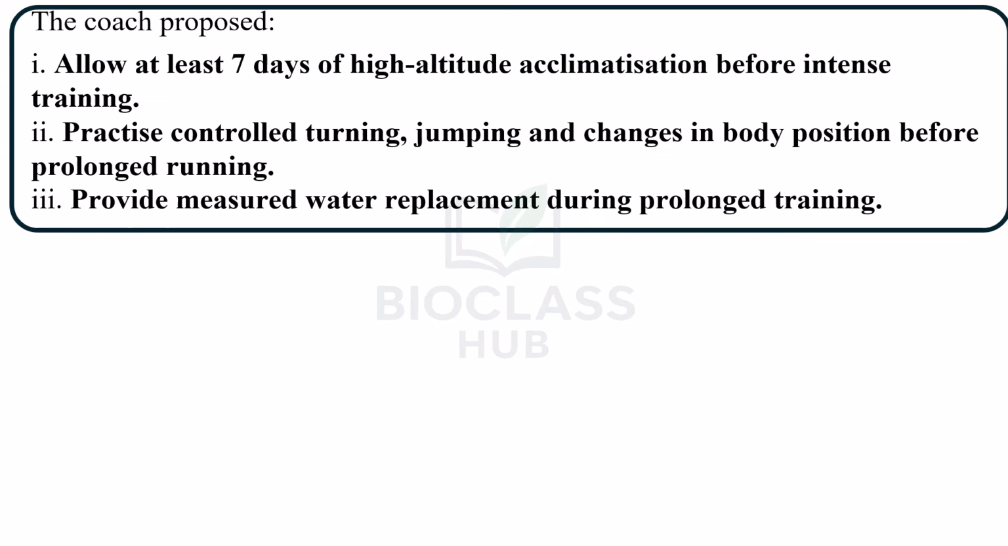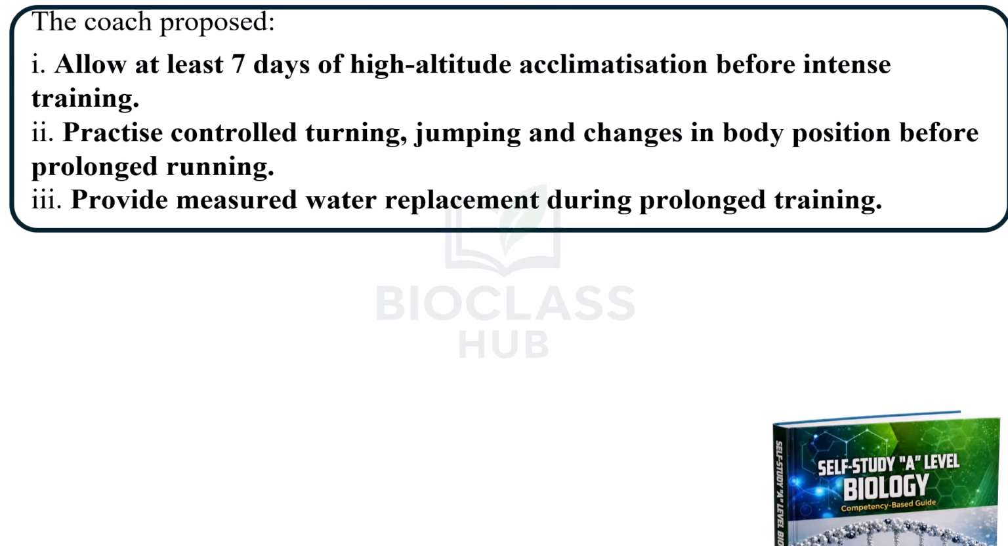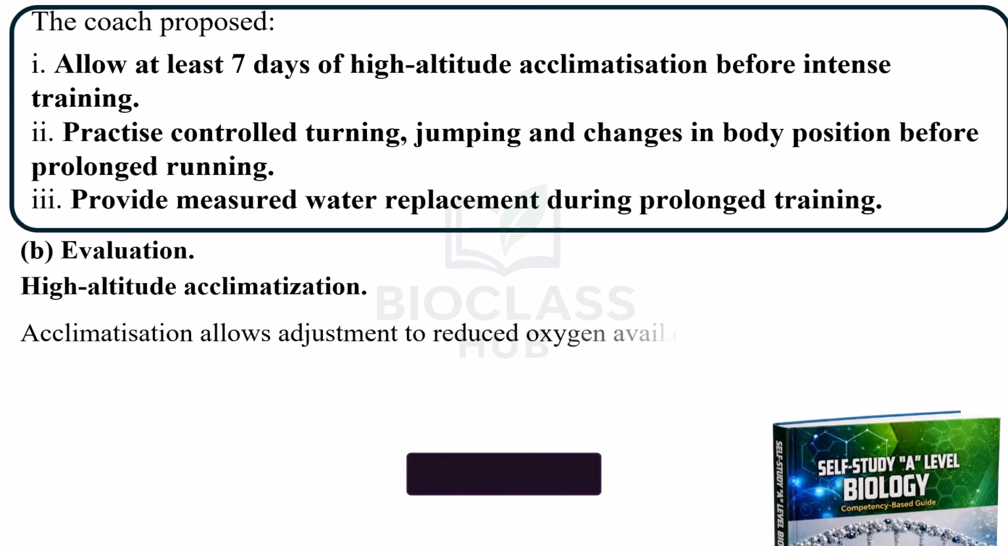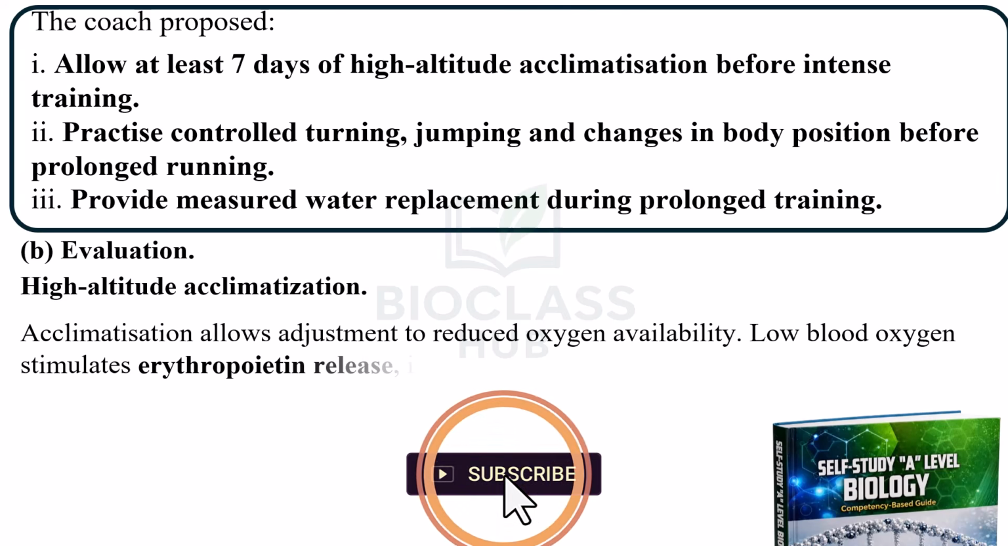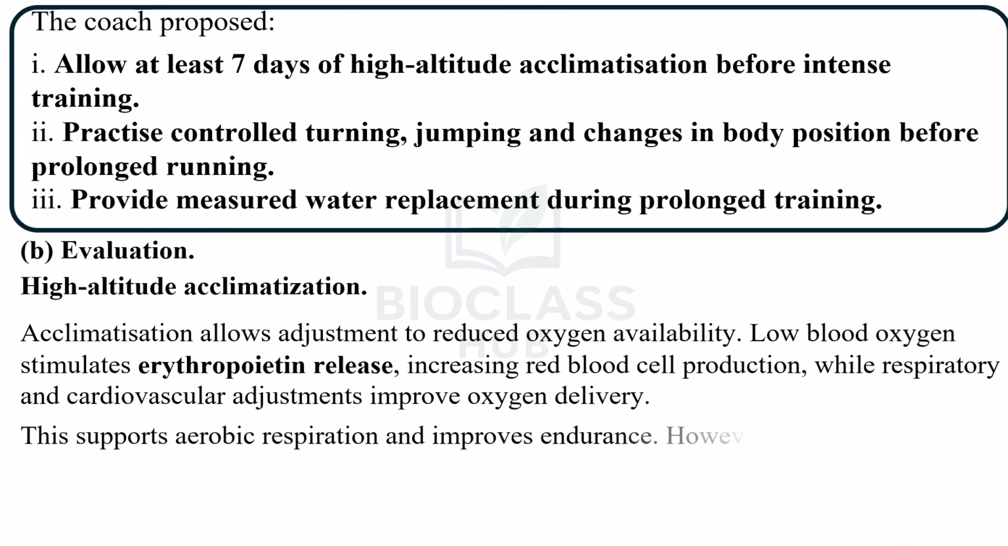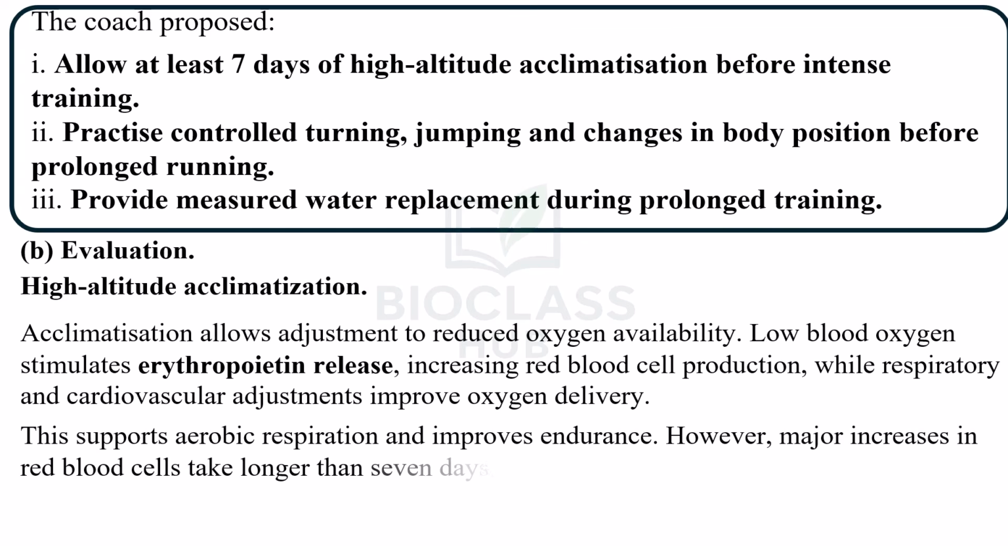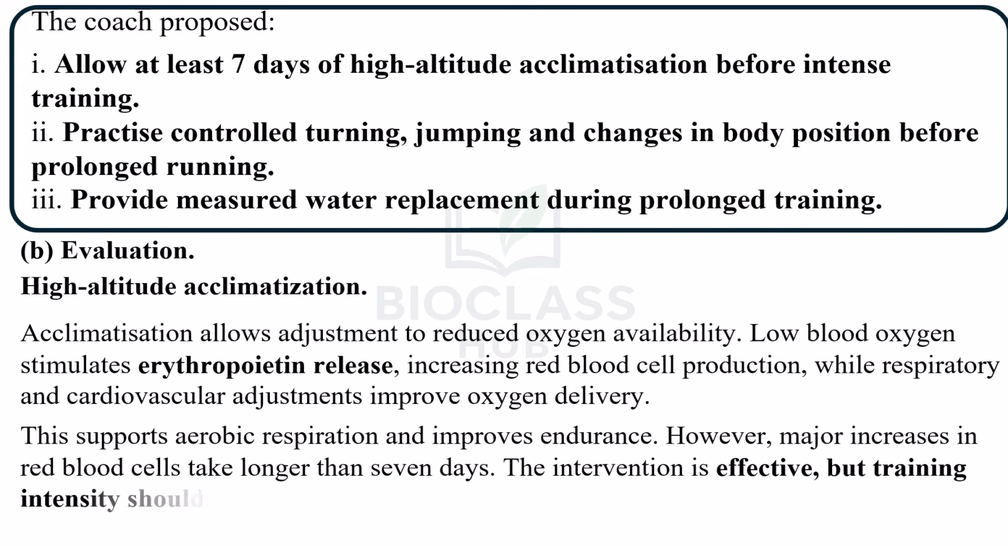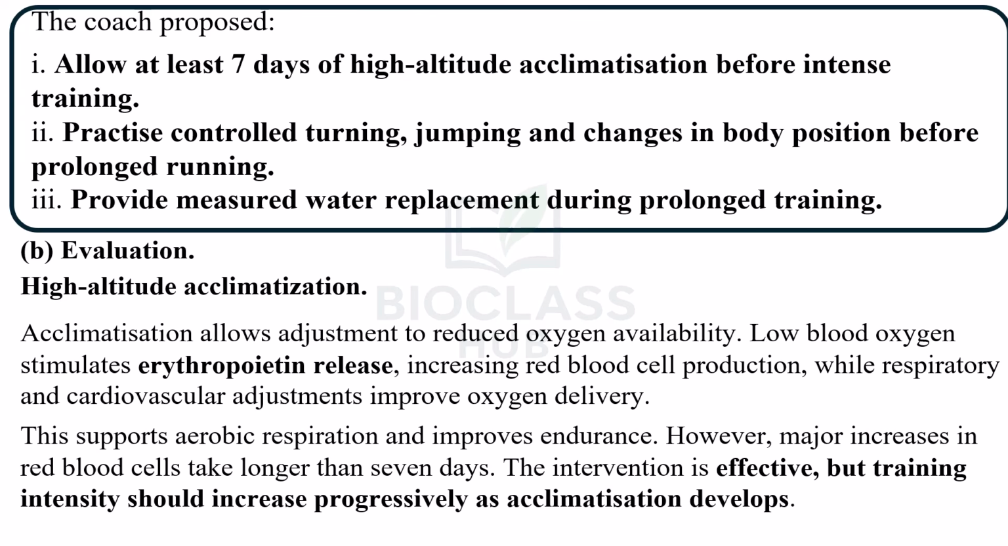We are now diving into evaluation. First, recall and write down our format of evaluation. Provided are the strategies. We first evaluate all the strategies, and lastly, we do the general justification or recommendation. High altitude acclimatization. Acclimatization allows adjustment to reduced oxygen availability. Low blood oxygen stimulates erythropoietin release, increasing red blood cell production, while respiratory and cardiovascular adjustments improve oxygen delivery. This supports aerobic respiration and improves endurance. However, major increases in red blood cells take longer than 7 days. The intervention is effective, but training intensity should increase progressively as acclimatization develops.